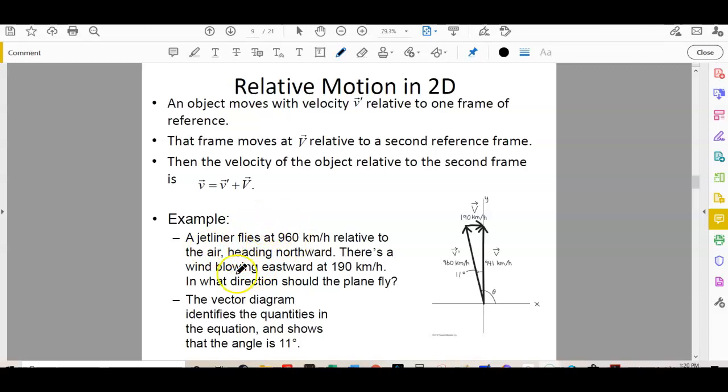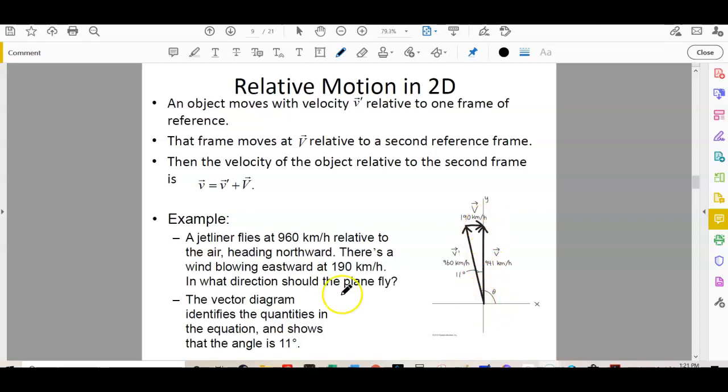So in this case as an example, you have a jetliner that is going to be flying at 960 kilometers an hour relative to the air northward. So if the air is moving to the right at 190 kilometers per hour, they're going to be needing to fly at some angle somewhat eastward, okay, at 960 kilometers an hour, to take into account that velocity of the air, because they just want to be moving straight upwards, right?